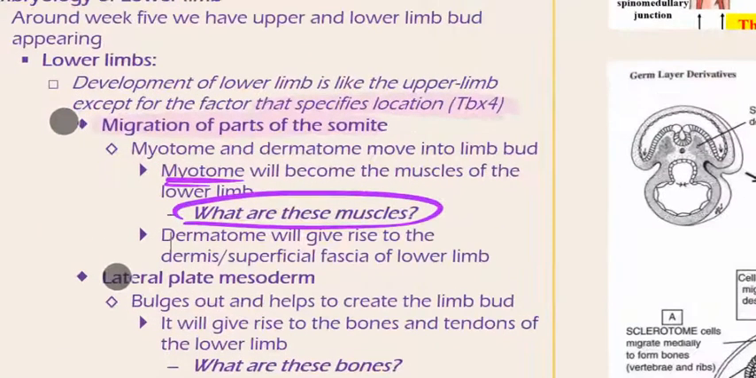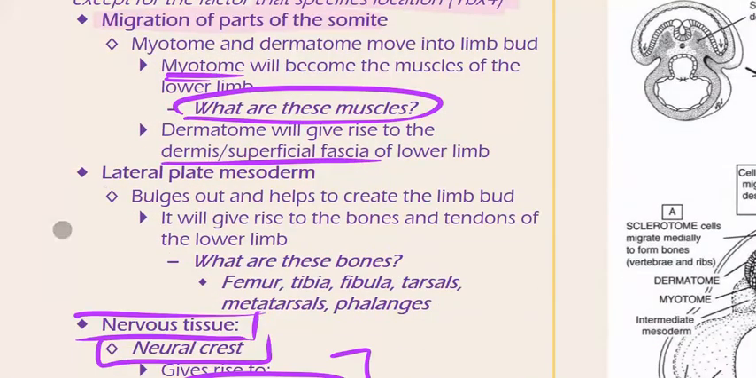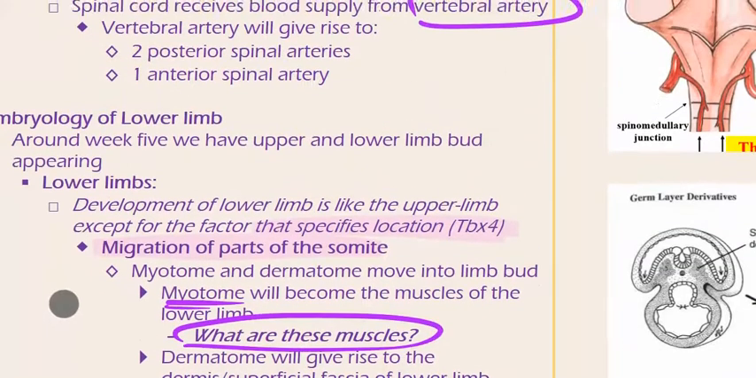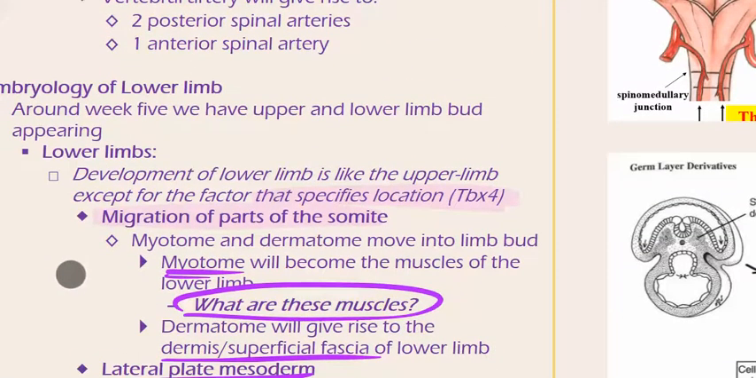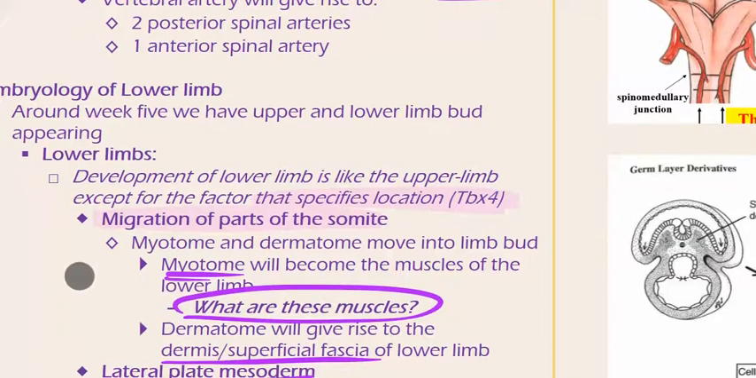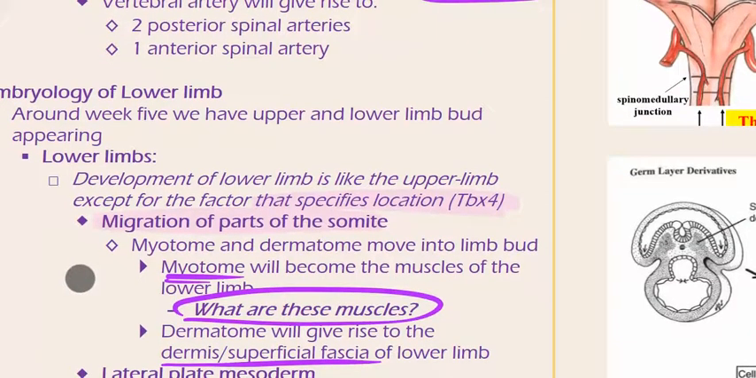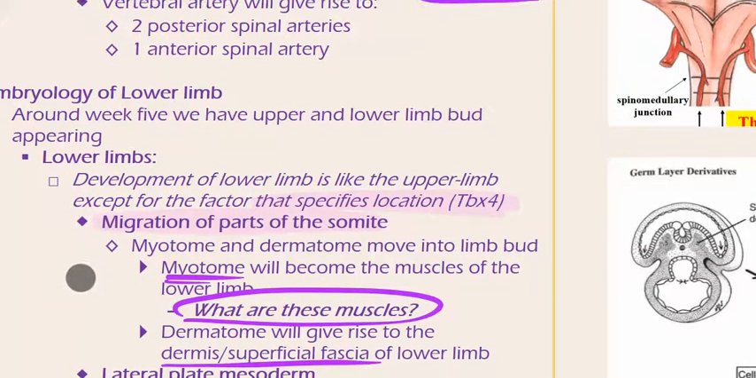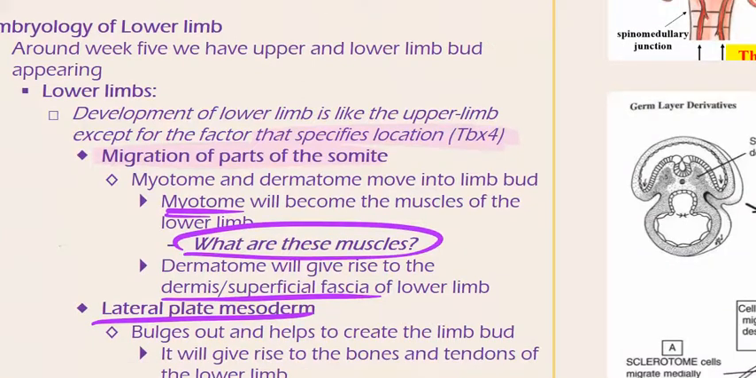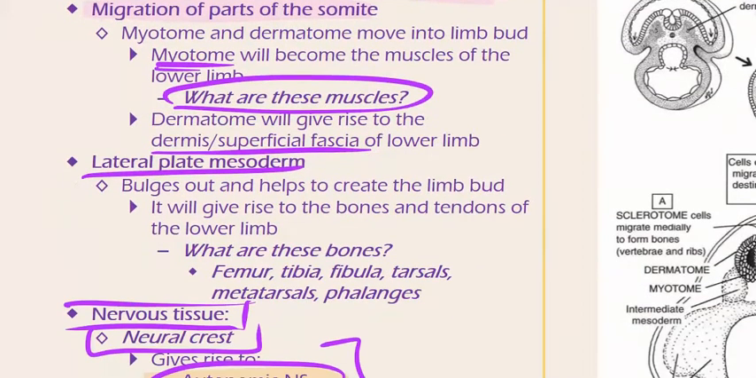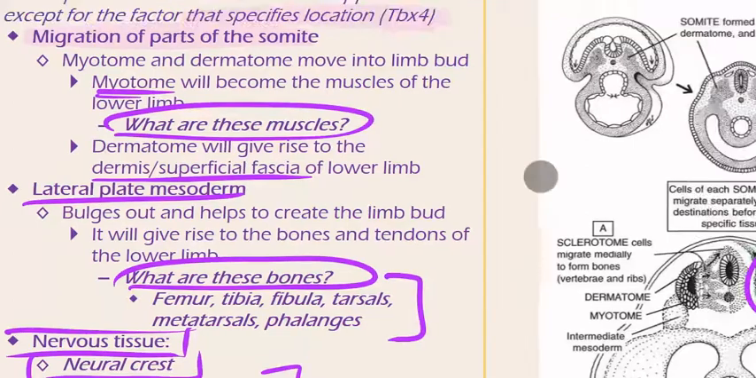But maybe we just quickly finish talking about it. So for the dermatome, we already said it is the dermis and superficial fascia. The lateral plate mesoderm. You guys remember what the lateral plate mesoderm was forming for us? Lateral plate mesoderm, that's for the upper limb. The upper limb would form your bones. So that was the bones. So it's the same concept, right? So this is going to help us form the bones of the lower limb, right? So considering the bones of the lower limb.